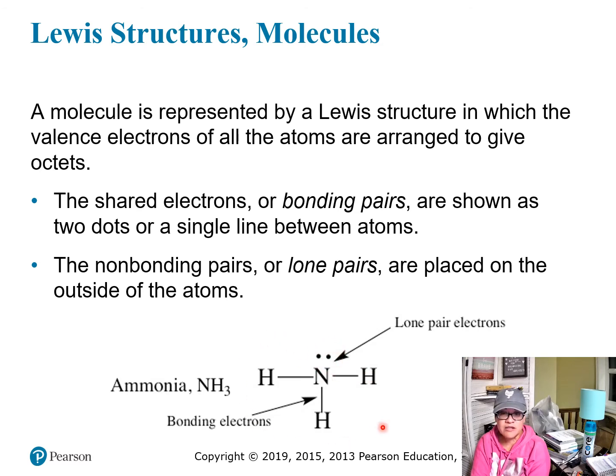All together, this nitrogen here has 8 electrons because you have the 2 lone pairs, and then you have 2 electrons here, you have 2 here, and you have 2 here. So altogether, that nitrogen has 8 electrons.